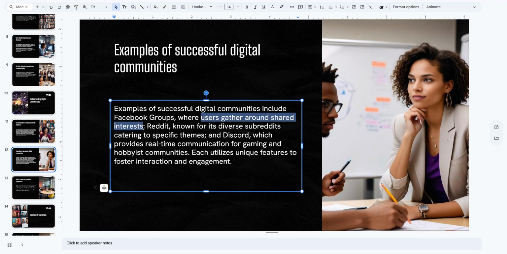And then there are communities where people gather around shared interests. So these are digital communities where people from all over the world gather for their problems, their solutions, and for motivating and inspiring others. And people also are there to look for inspirations.